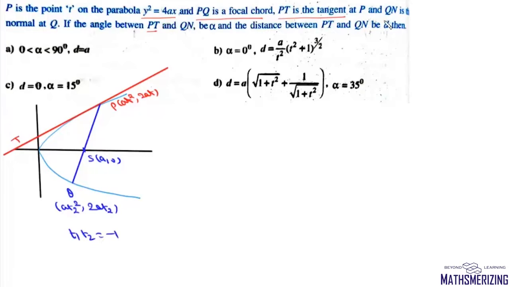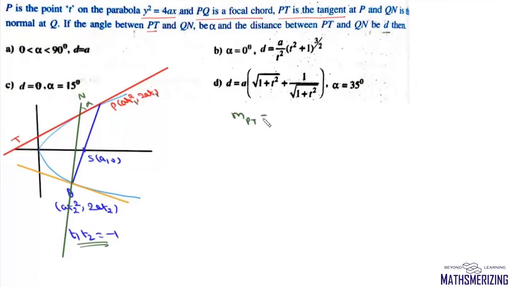Now we draw normal at Q. This is tangent at Q and then we have normal at Q. Suppose this is QN. Angle between PT and QN, it says this angle is alpha and D is the distance between PT and QN. We need to find the value of alpha and we need to find the value of D. Now it is given that t1 into t2 is minus 1.